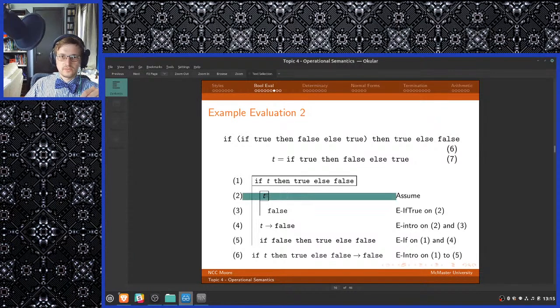So from the fact that we assumed t and we got false, we can say t evaluates to false. We can then use E-if on premises 1 and 4 to derive if false, then true, else false. And of course, that will evaluate to false.